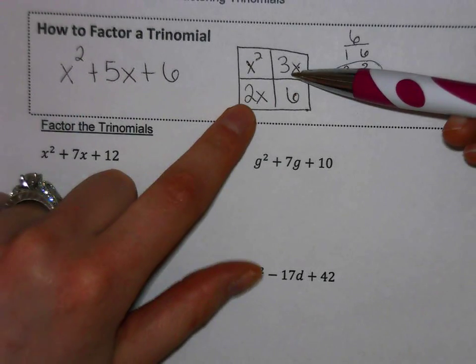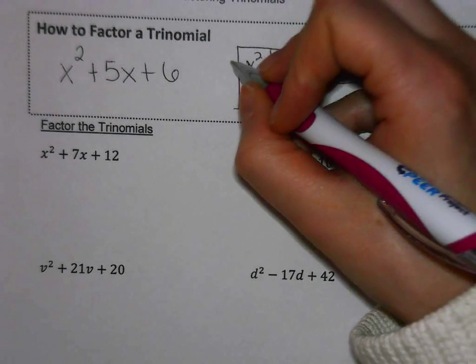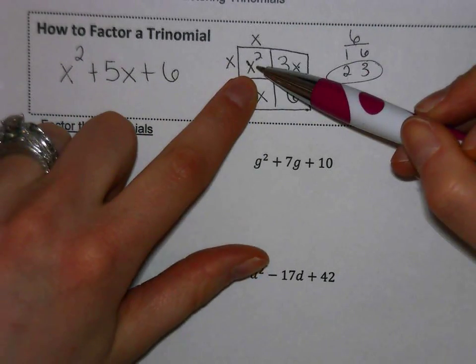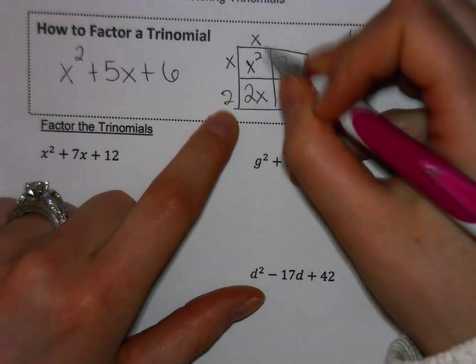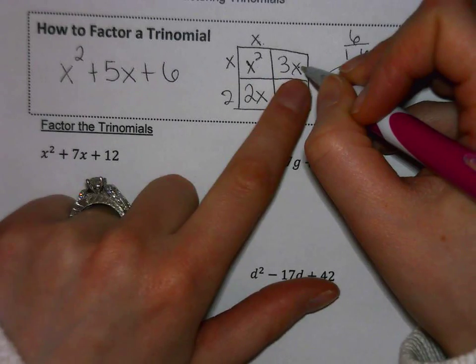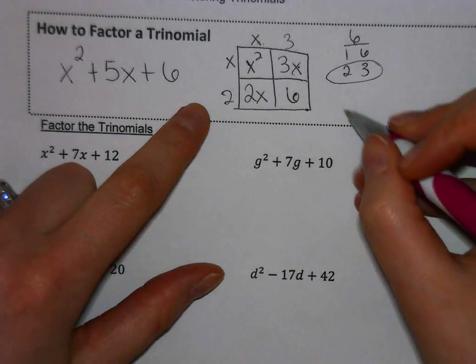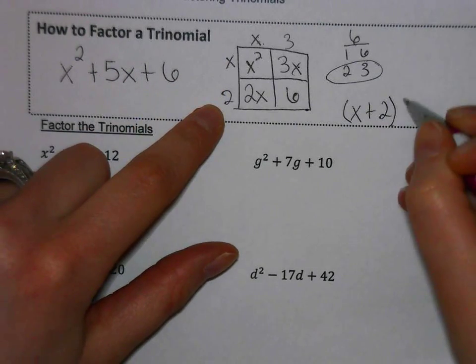So if we look at this, to get x squared, that means we took x times x. X times x is x squared. To get 2x, we took 2 times x. And here, to get the 3x, we did 3 times x. So our factored form would be x plus 2 times x plus 3.